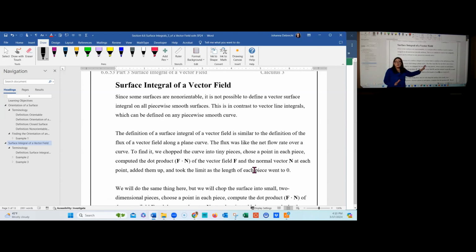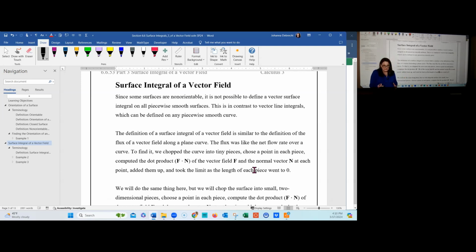Flux was more or less like the net flow rate over a curve, normal to it. To find it, we chopped the curve into tiny pieces, chose a point in each piece, computed the dot product between the vector field F and the normal vector to that piece, and then added them all together for all of the pieces and took the limit as the length of each piece went to 0.